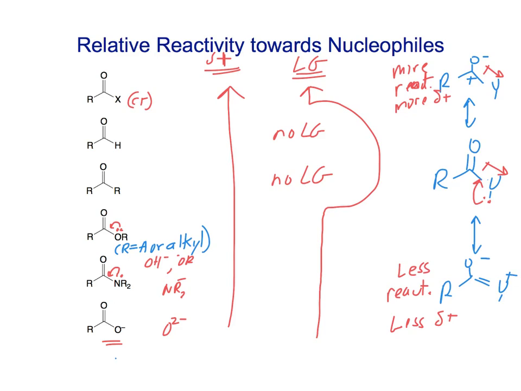Okay? Acid chlorides are the most reactive. Aldehydes would be next, but they can only do addition reactions, not substitution, because they don't have a leaving group. Ketones would be similar, right? This alkyl group is a better electron donating group than hydrogen is, so it's just a little bit down. And then esters and acids and amides and carboxylates, we decrease reactivity as we go down.